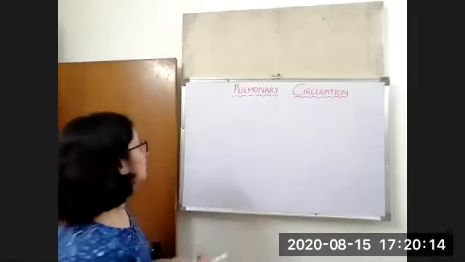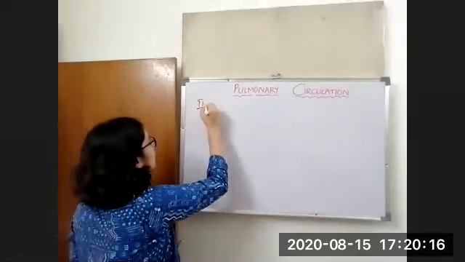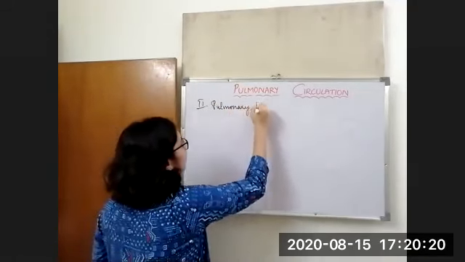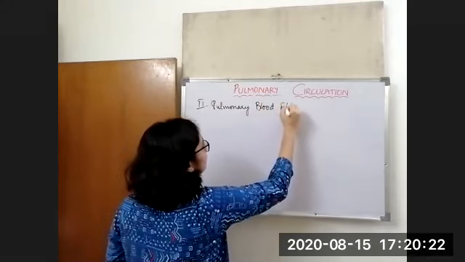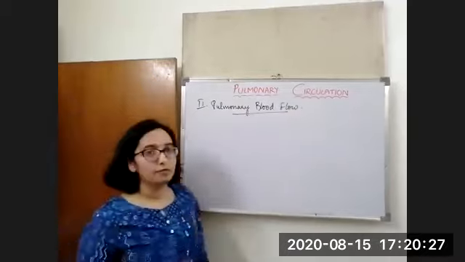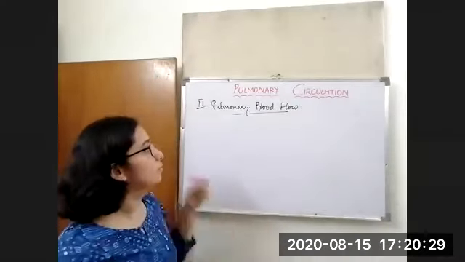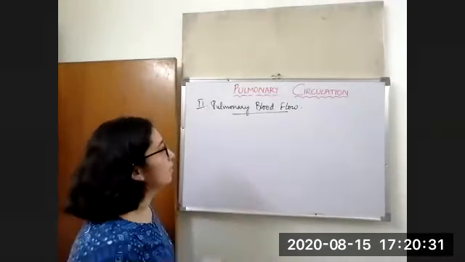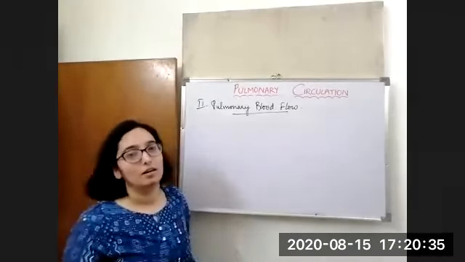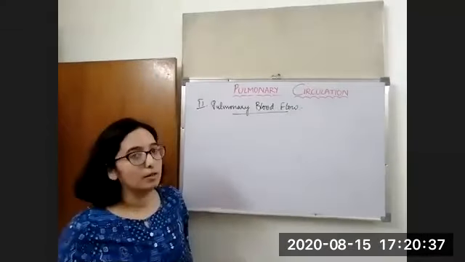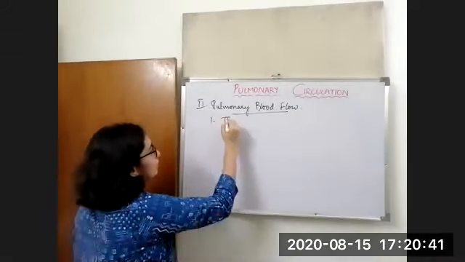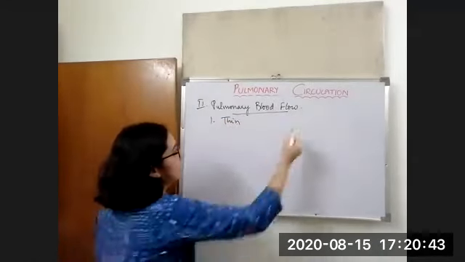Next topic is pulmonary blood flow. Okay. So in pulmonary blood flow, we will see the pulmonary blood vessels, the arteries and the veins of the lungs. So first point, they are thin.